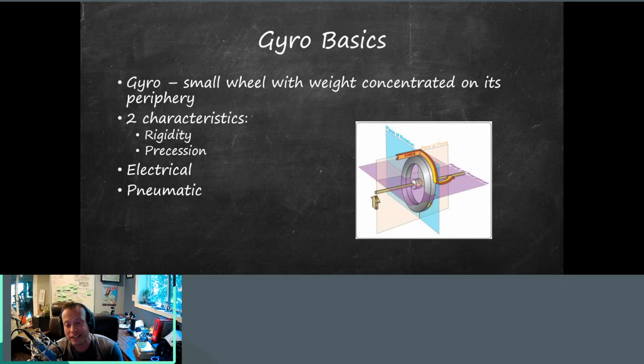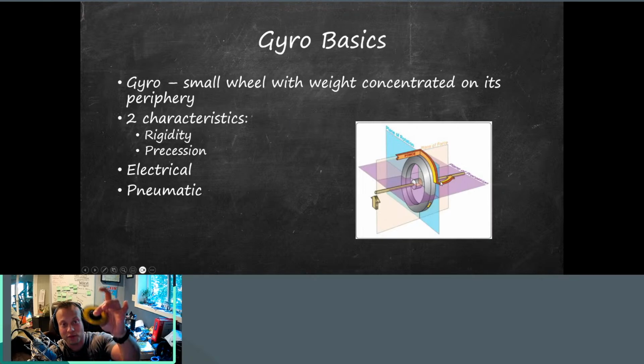And the second one is precession. Now, a gyro is a small wheel with a weight concentrated on its periphery. As it spins, because it's spinning so fast, it wants to stay where it is. It wants to stay put. And the second principle, precession: if you apply a force to the outer rim of a spinning disc, it will feel that force 90 degrees away in the plane of rotation. So if you try to pitch up on this gyro here, it'll feel a yawing motion. It'll pitch up, but it'll also yaw to the left.